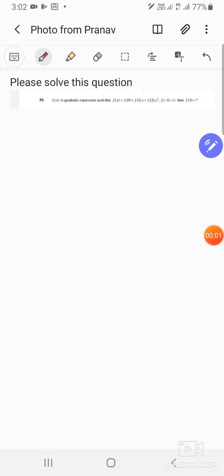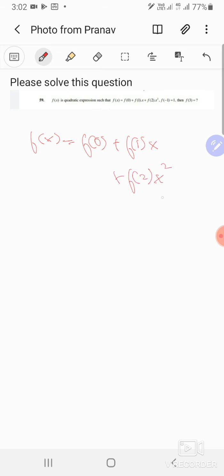Okay, so this question says that f of x is a quadratic expression such that f of x is equal to f of 0 plus f of 1 times x plus f of 2 times x squared. We are also given that f of negative 1 is 1. Then we have to find the value of f of 3.